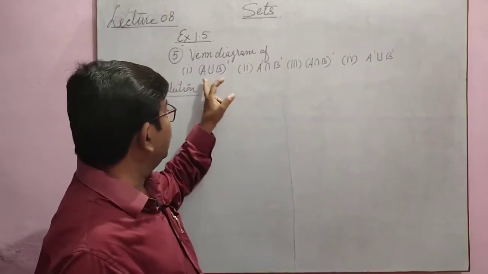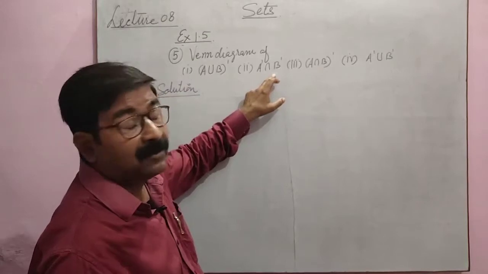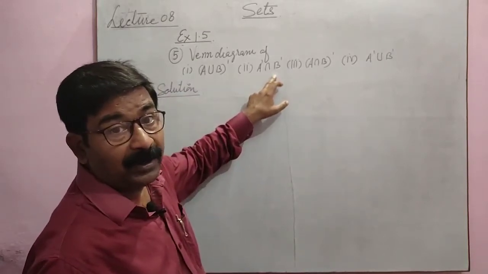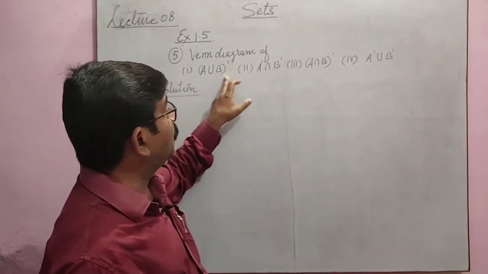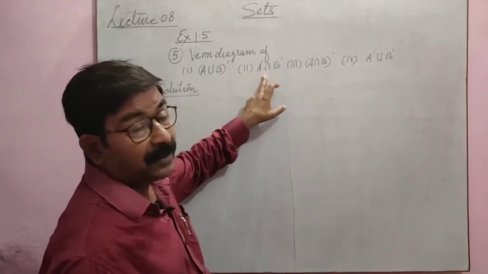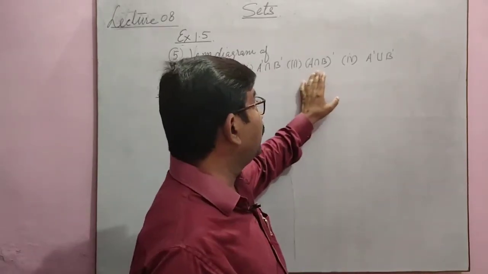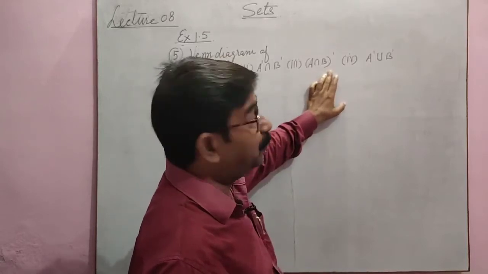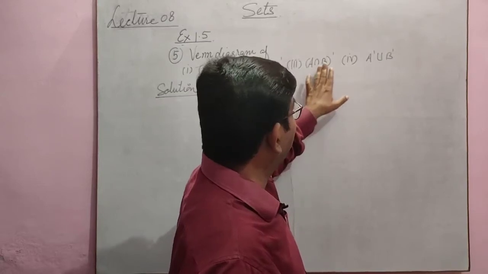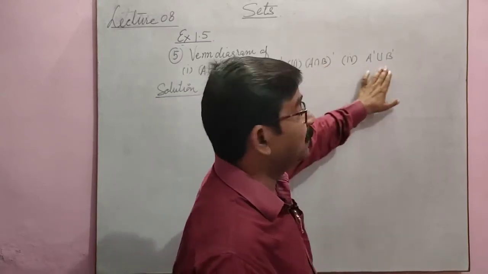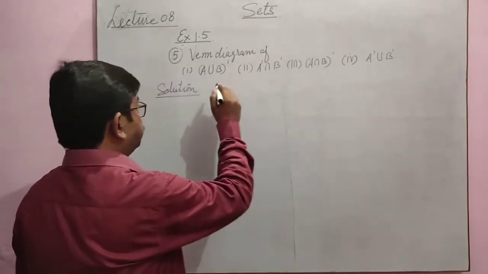Whatever the Venn diagram of the first part is, it is the same as the Venn diagram of the second part. Why? Because A union B complement is equal to A complement intersection B complement. In the second part also we have the property: A intersection B complement is complement of A union complement of B. So whatever the Venn diagram of the third part is, it is the same as the fourth part. So let's draw the diagram of the first part.